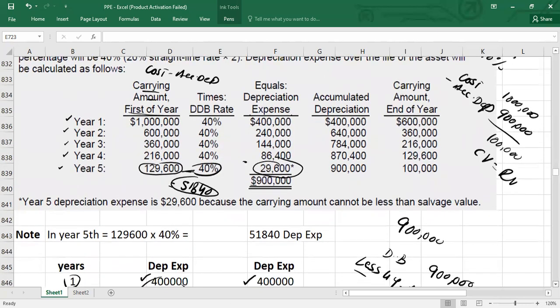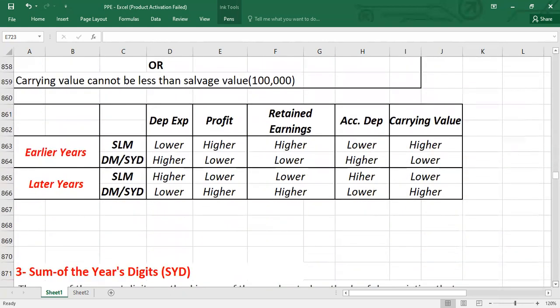Now guys, we have here a comparison. Most of the time, they ask questions about the comparison of the straight line method with the declining method. So first of all, here we have a column for depreciation expense. This is the column for profit. This is the column for retained earning, accumulated depreciation, and carrying value.